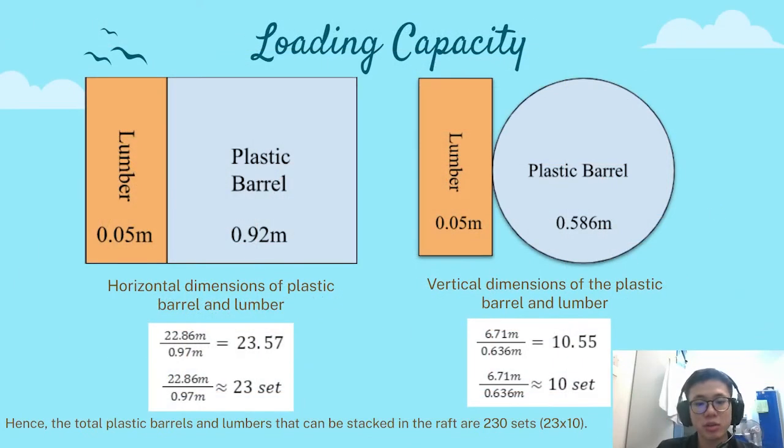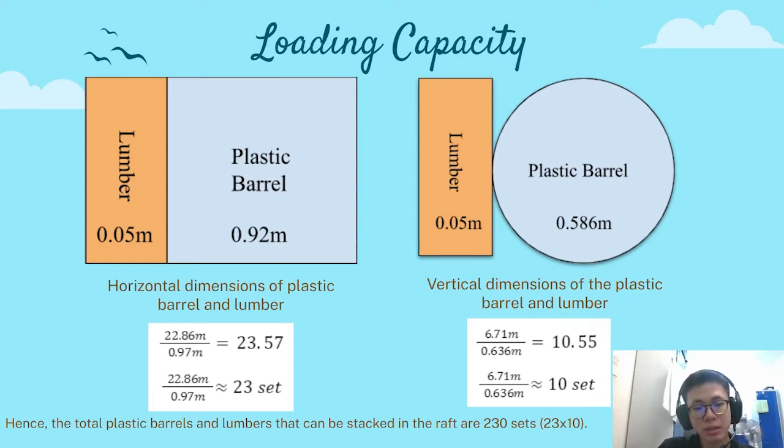For loading capacity, to determine the number of plastic barrels used for building the raft, the horizontal and vertical dimensions of the total plastic barrel and lumber have to be found. By dividing the length of the raft by the horizontal dimension of the plastic barrel and lumber, the total plastic barrel and lumber that can be arranged in the horizontal plane of the raft will be determined, which is 23 sets.